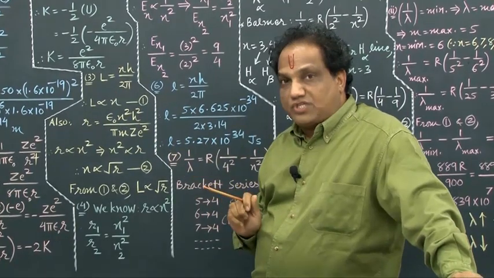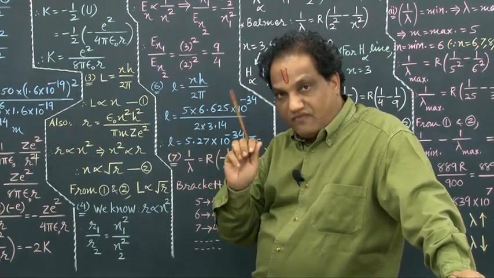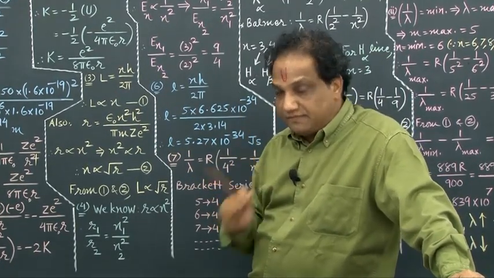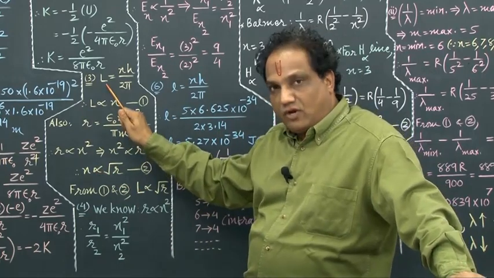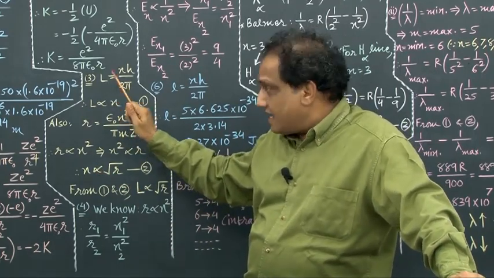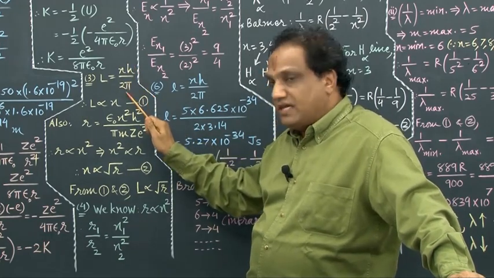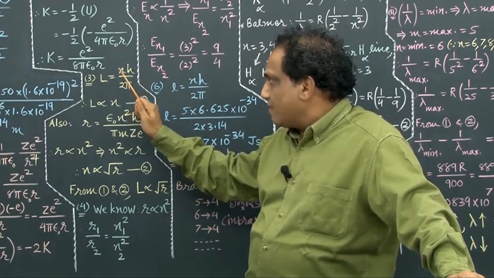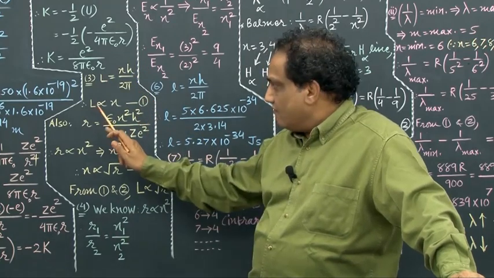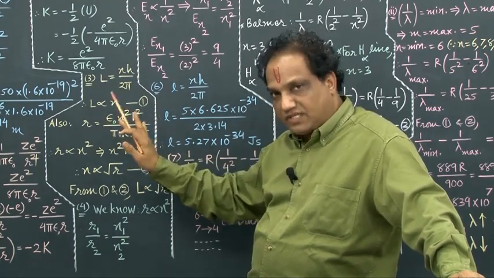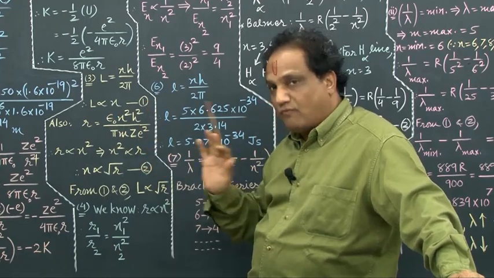According to Bohr's atomic model, in the first postulate you have studied, orbital angular momentum of electron is nh upon 2 pi. Because h upon 2 pi is constant, L is proportional to n. When L is proportional to n, just give that relation as relation number 1.